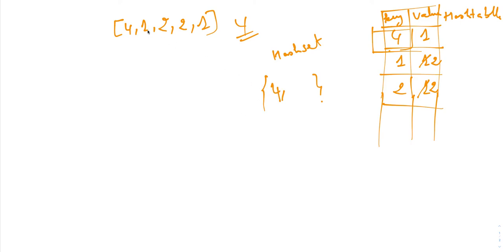And then I'm going to check 1. 1 doesn't exist in the set, I can add it. 2 doesn't exist in the set, so I can add it. 2 now exists in the set, so what I need to do is remove this 2, okay? 1 exists in the set, so I need to remove it. So at the end, what I'm going to have remaining in my hash set is the actual result, 4.